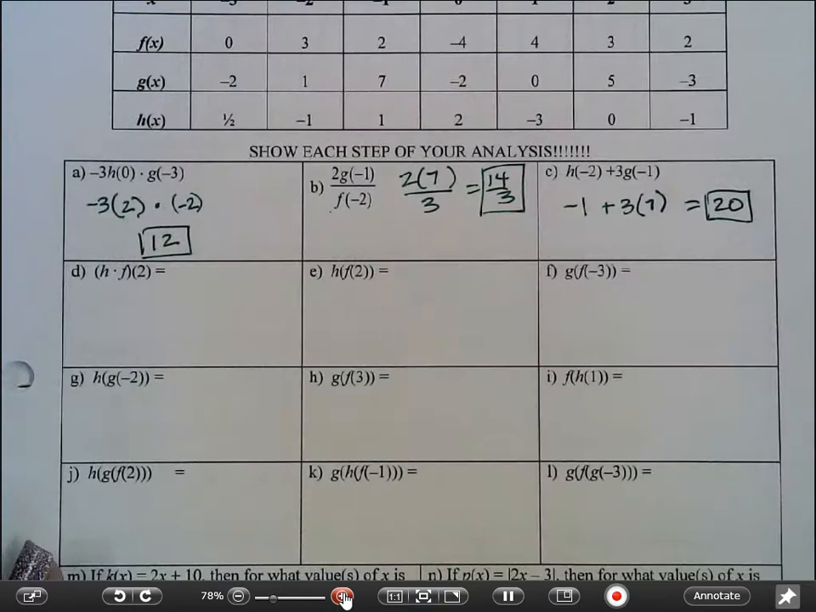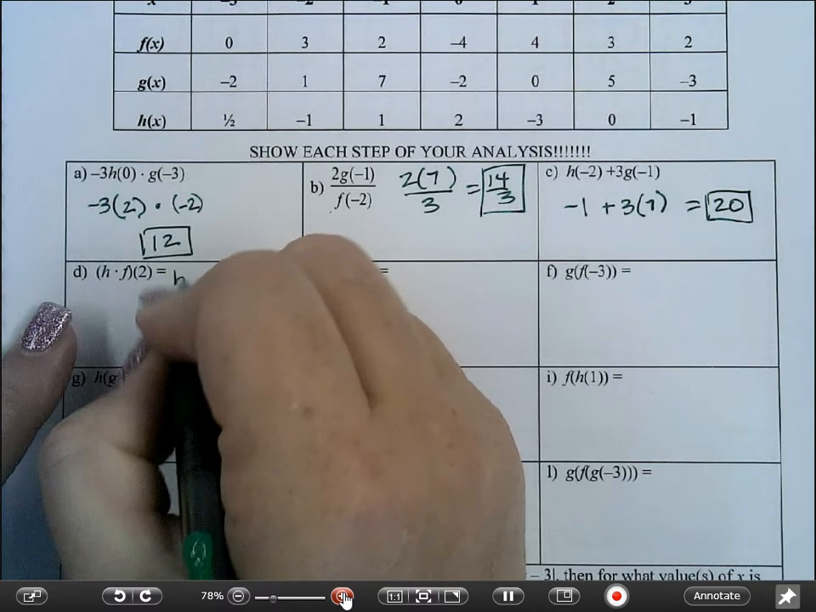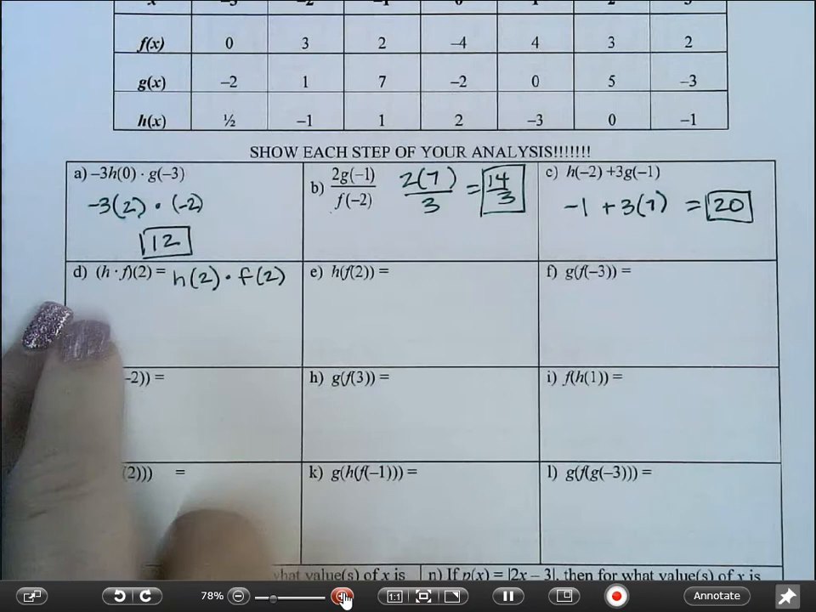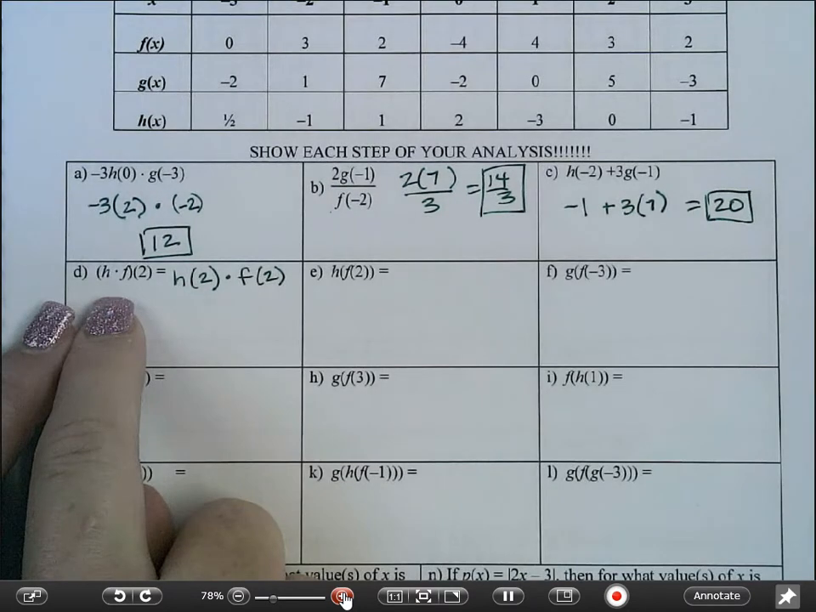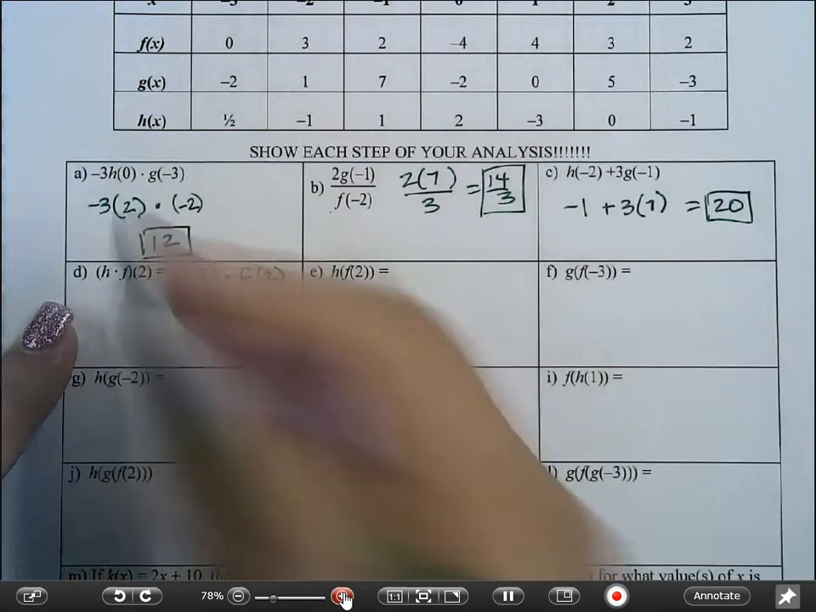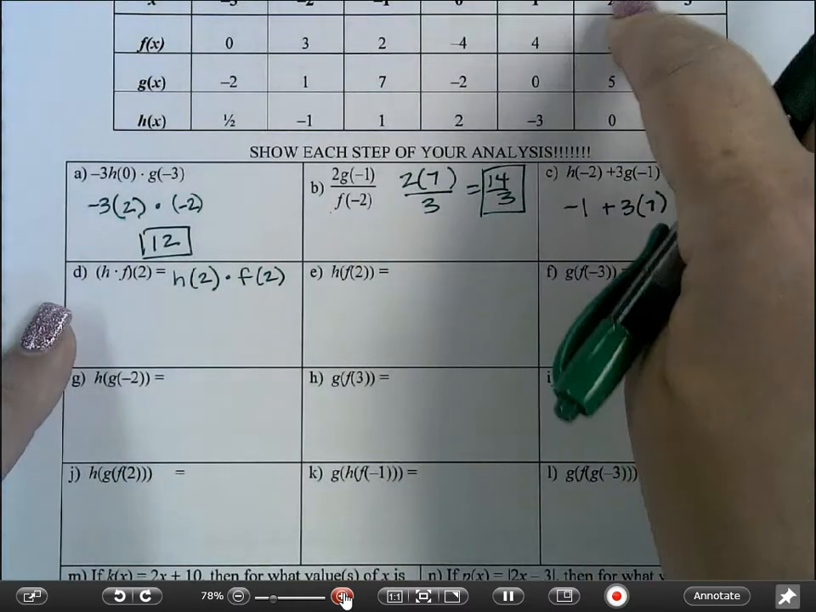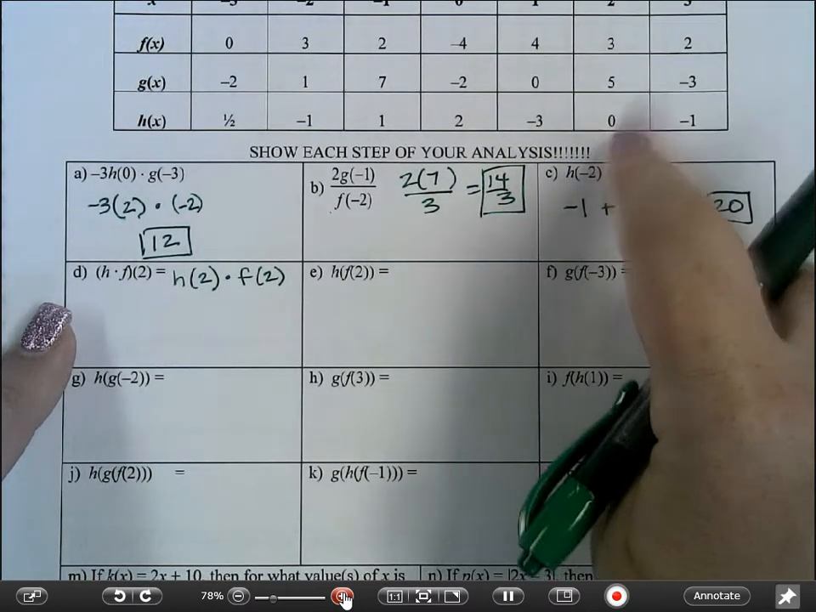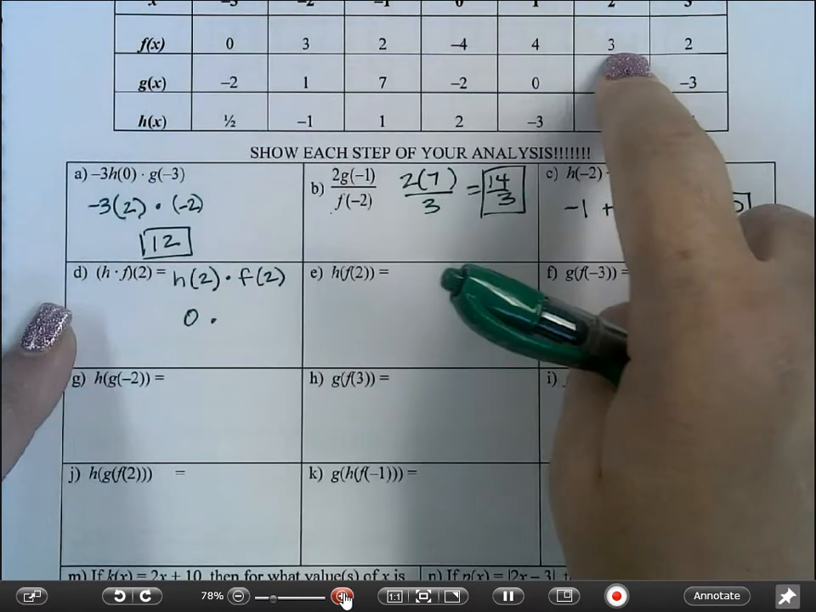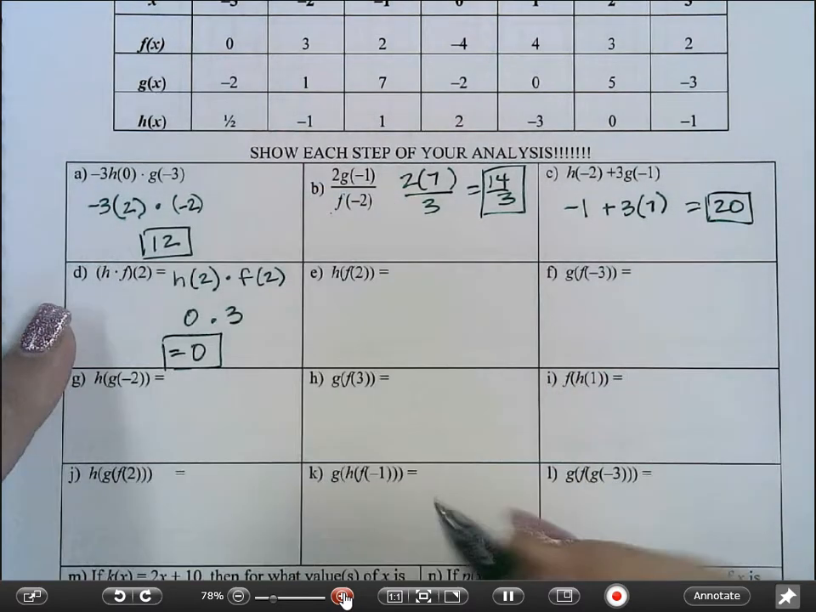All right. So this just says, hey, I'm going to rewrite this as h of 2 times f of 2. That's what you can interpret this as saying. So when x is 2 in the h function, you get 0 times f of 2, which is going to be 3. And so our final answer is 0.